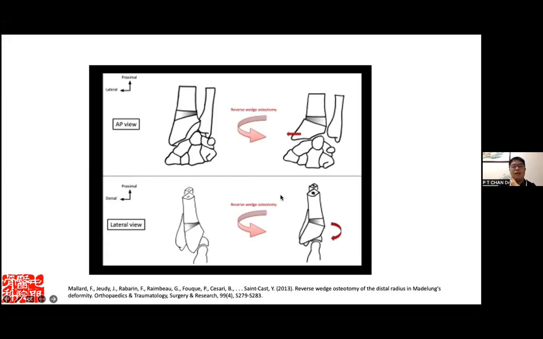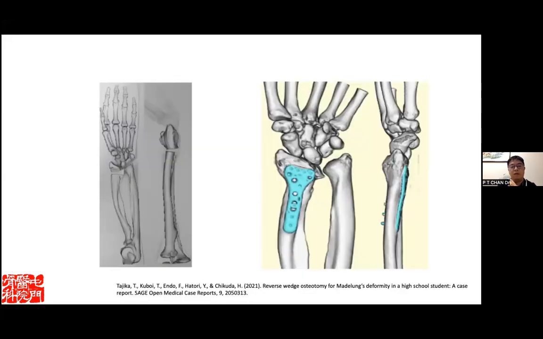The technique is to perform a reverse wedge osteotomy. That means taking a wedge on both the anteroposterior view and also the lateral view, and then reversing the wedge to correct the deformity. These are the photos from the Japanese paper.